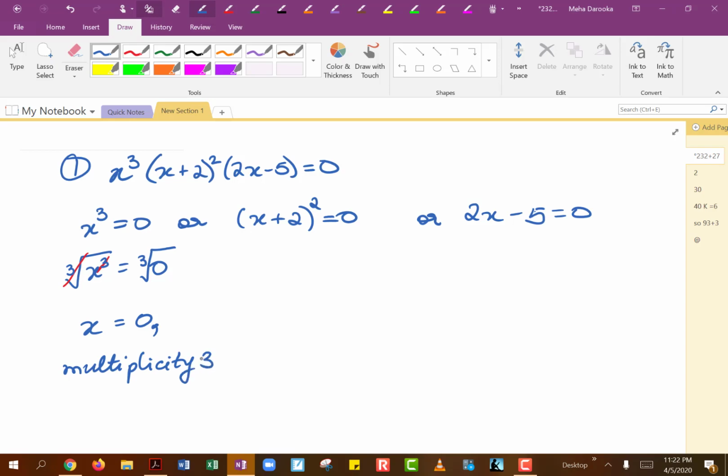3, right? Because again, like I said, since this is x to the third power, that third power tells us our multiplicity is going to be 3. Okay, so that's for the first one.